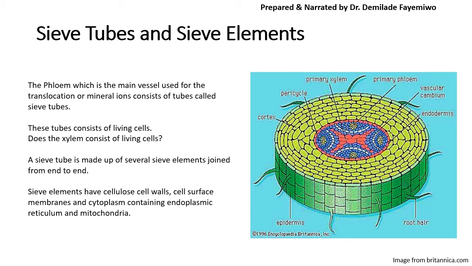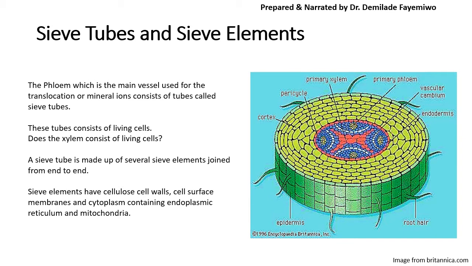Remember that when we discussed xylem, we said that it is made up of dead cells. It is not metabolically active, and water is simply transported through the forces of cohesion and adhesion. In this case, it is a different story. The sieve tubes, which are the phloem tubes, are made up of many sieve elements joined from end to end. The xylem is a hollow tube made from hollow pipes joined from end to end. It is the same with the phloem, except the pipes are not hollow.